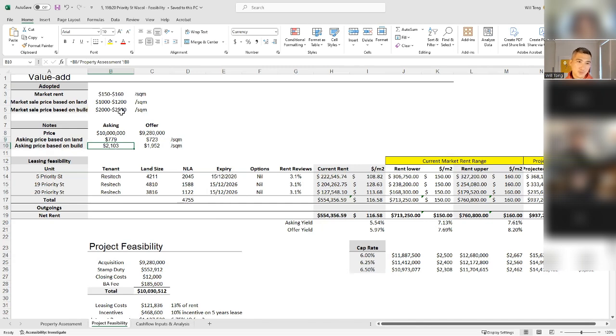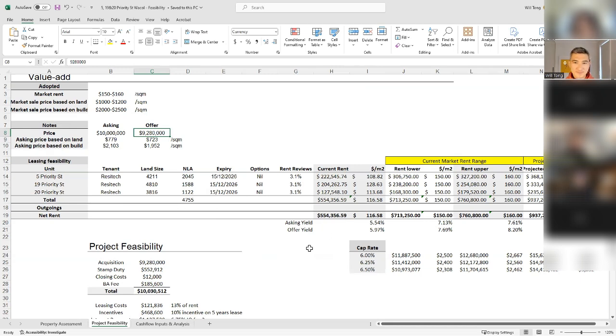It's on the lower range, which is also good for us. So we ended up doing a deal at 928, which basically gave us an outcome that we believe was below the market range. So we're buying this property at below market range.